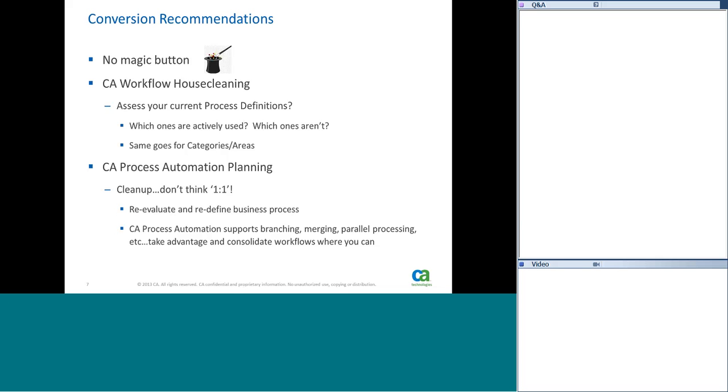In terms of planning for CA Process Automation, it's hard to think this way, but we like to tell our customers not to think one-to-one. So don't think, when you're moving forward with CA Process Automation, that every single thing that was done in CA Workflow needs to have a one-to-one relationship to things in Process Automation. So there are two different tools.